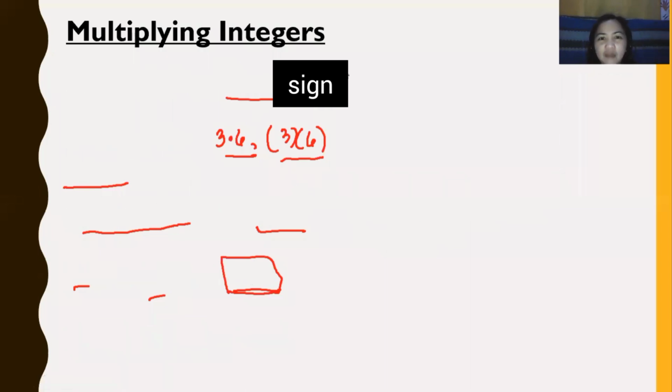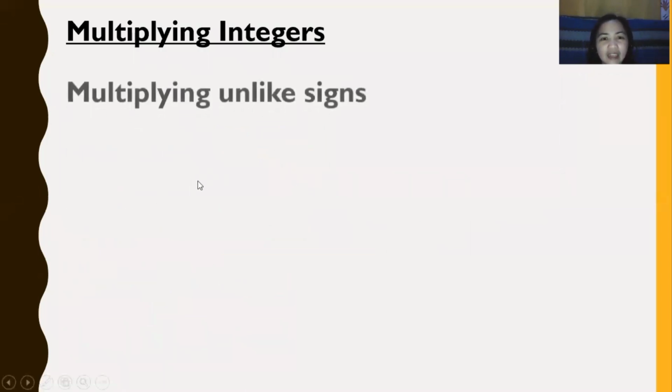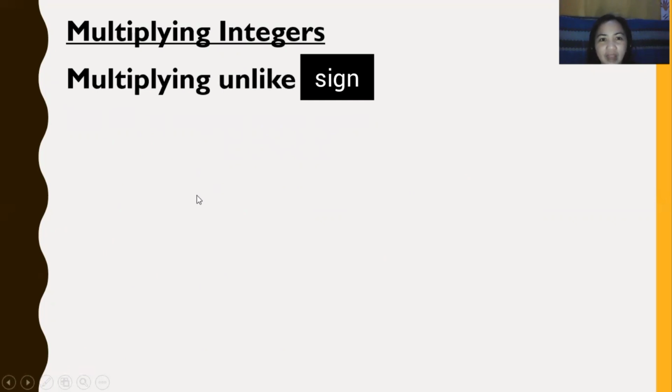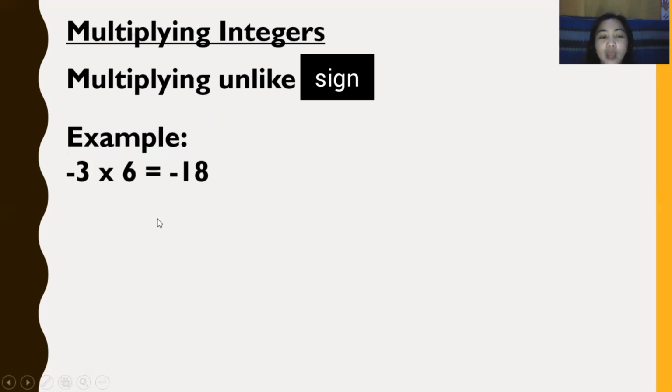Now, let's have multiplying of unlike sign. If we have unlike signs, one is positive and one is negative. We have negative 3 times positive 6. The answer is negative 18. And then we have positive 5 times negative 13. The answer is negative 65.